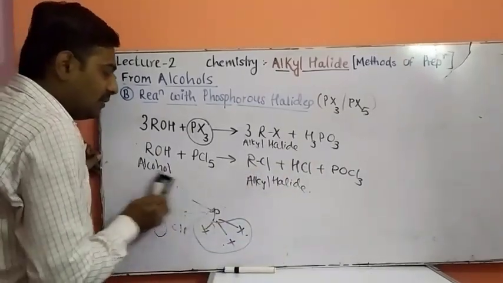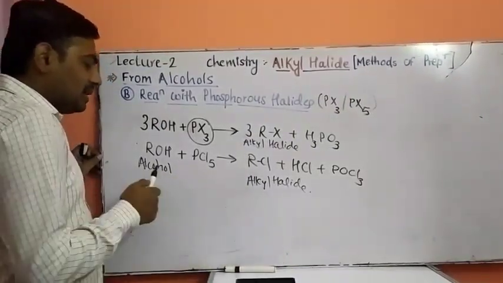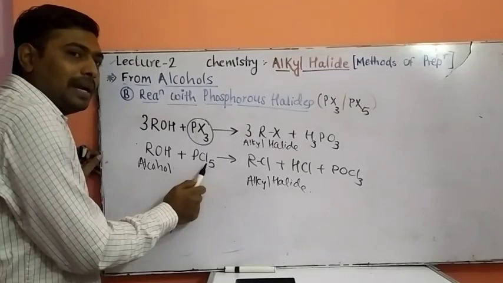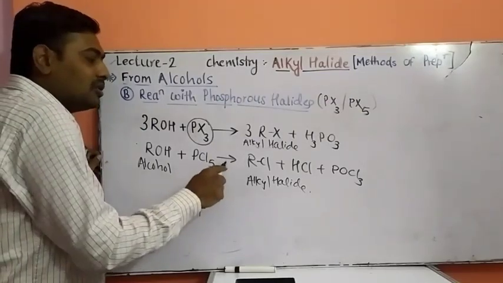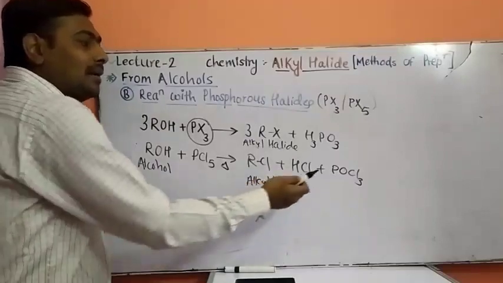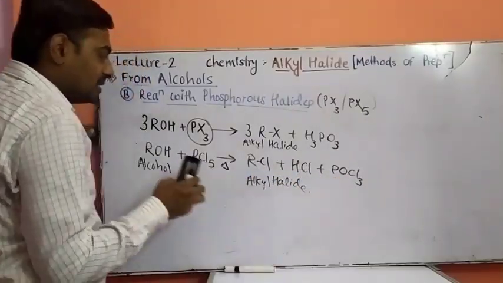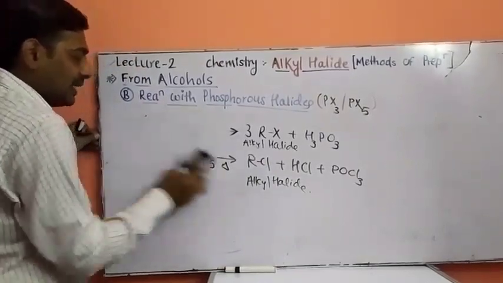Examples for this reaction will be the same. So we'll discuss the second reaction. When alcohol is reacted with phosphorus pentachloride in presence of heat, it gives alkyl halide as the main product, and HCl and POCl3 as byproducts in this reaction. We'll discuss examples of these reactions.